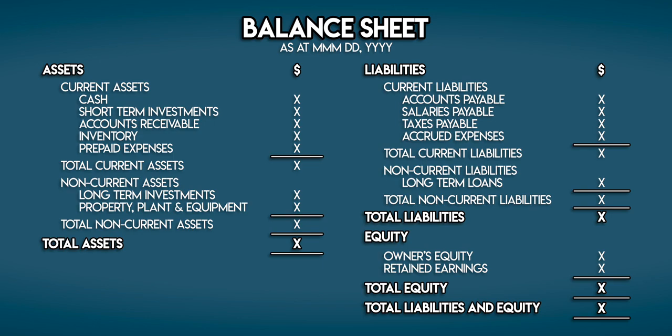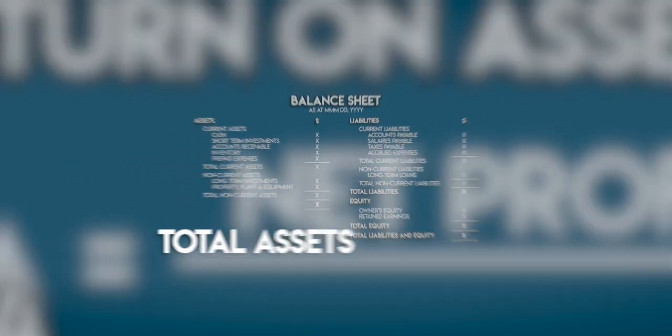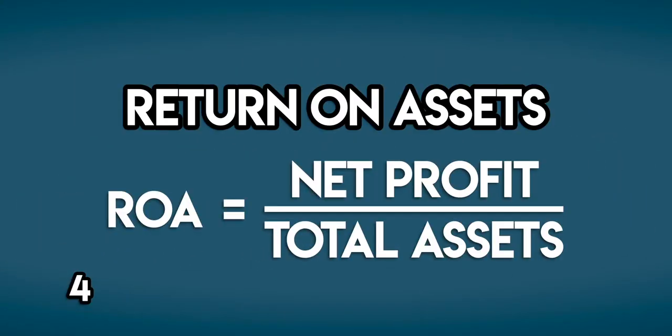Total assets represent all of the stuff that a business owns at a point in time. If we take a business's net profit from the income statement and divide it by total assets from the balance sheet, then we've calculated its return on assets, or ROA.